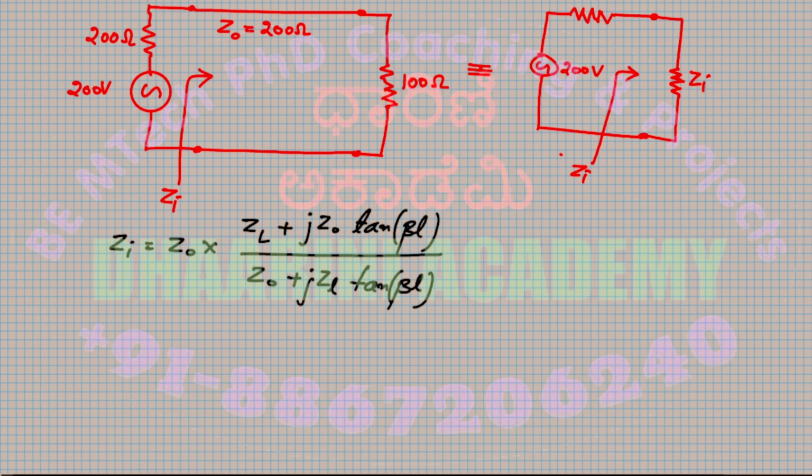Beta, let me see, beta L. Beta is 2 pi by lambda. Okay, lambda can be calculated, correct? So let's calculate that first before we calculate beta. So what is the equation for beta? 2 pi by lambda.